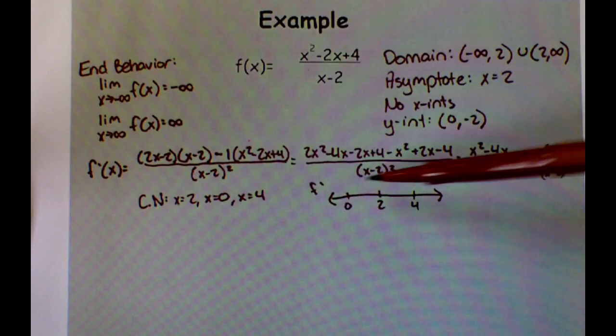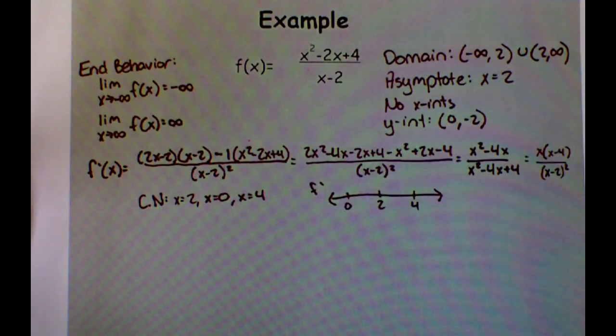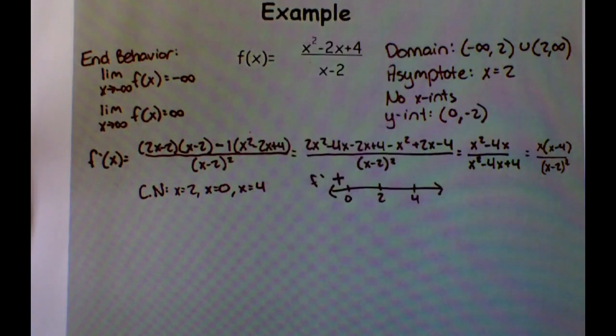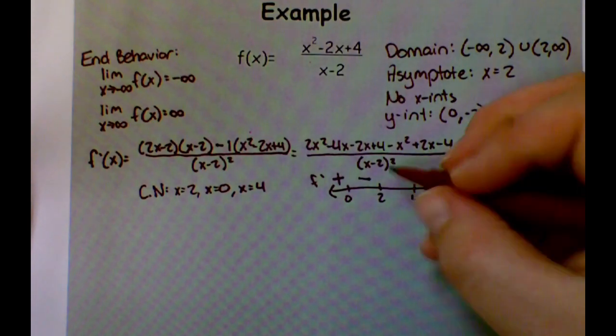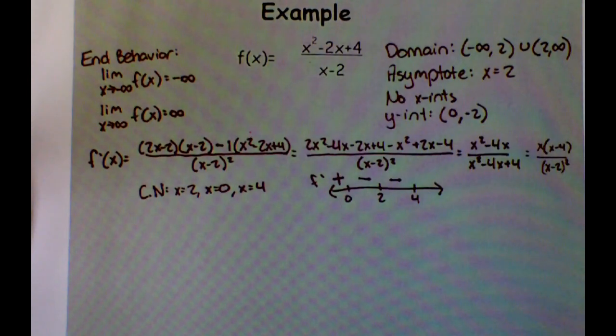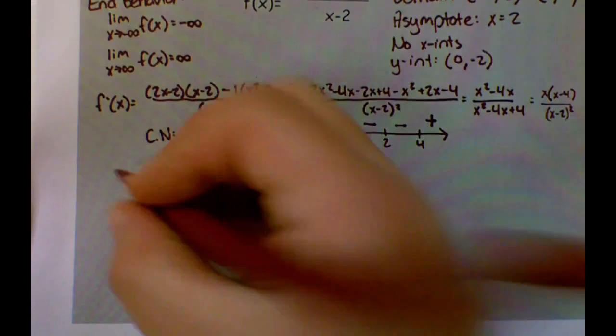If I plug in something less than 0, let's say negative 1, I get a negative times a negative over a positive, which is positive. Something between 0 and 2, I get a positive times a negative over a positive. Between 2 and 4, I get a positive times a negative over a positive. And something bigger than 4, I get a positive, positive, positive. There we go.